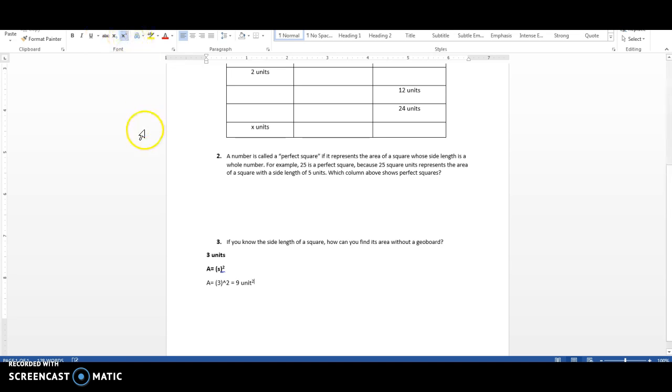So the geoboard is a really good way to represent what you're trying to show, but you can also just use simple algebra in order to solve it out. So that has been our lesson on how to find the perfect square and how it relates to area and can be shown on our geoboard. Thank you so much.